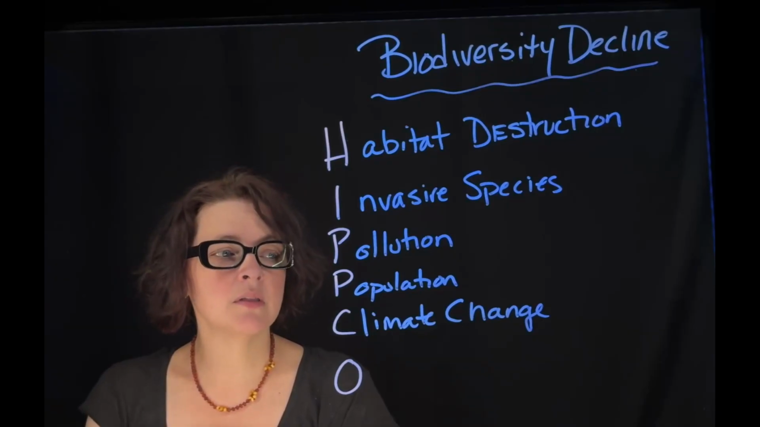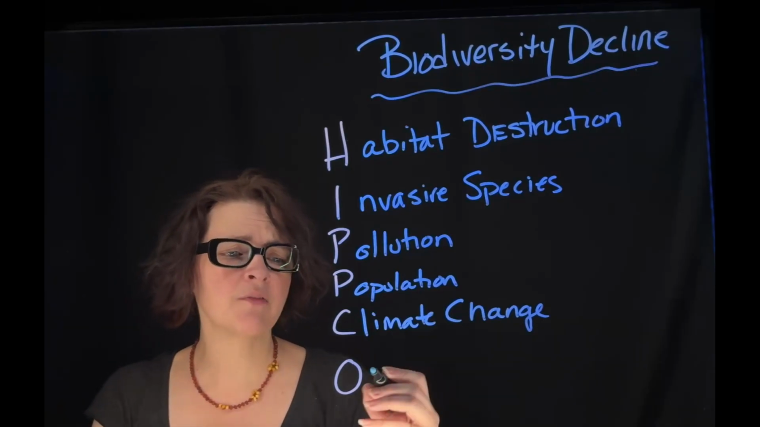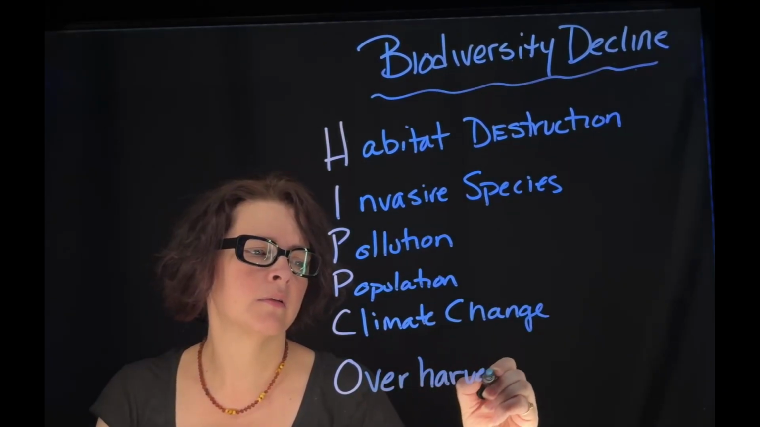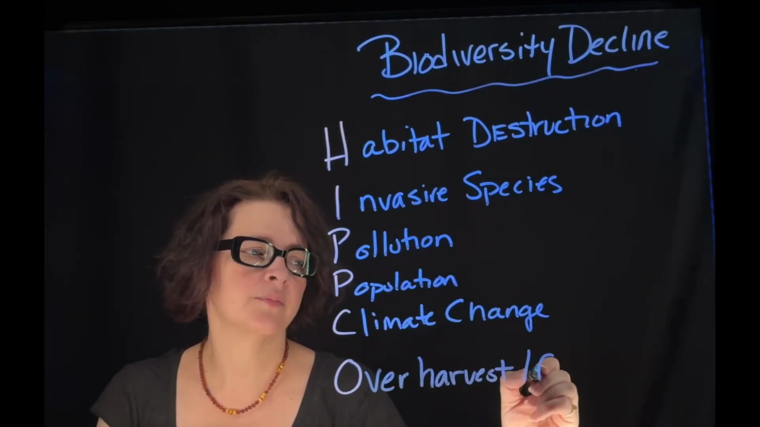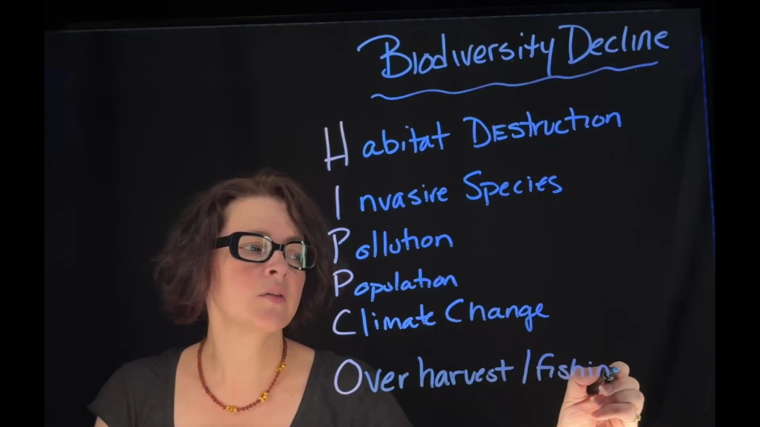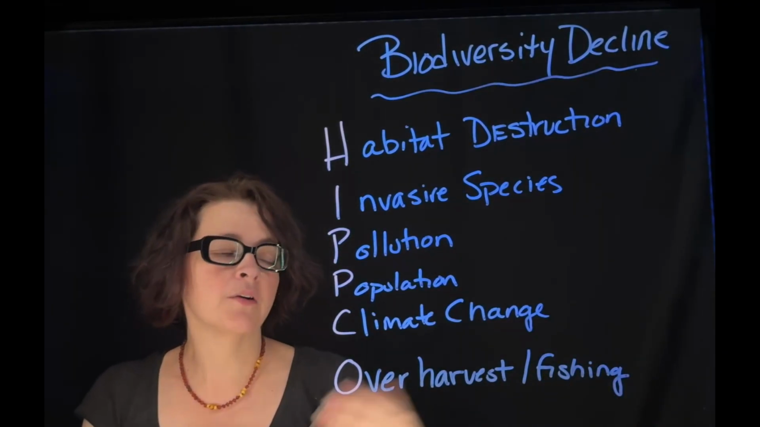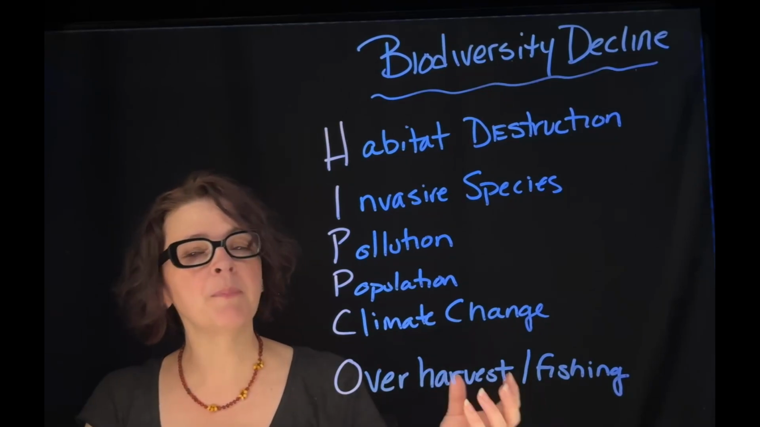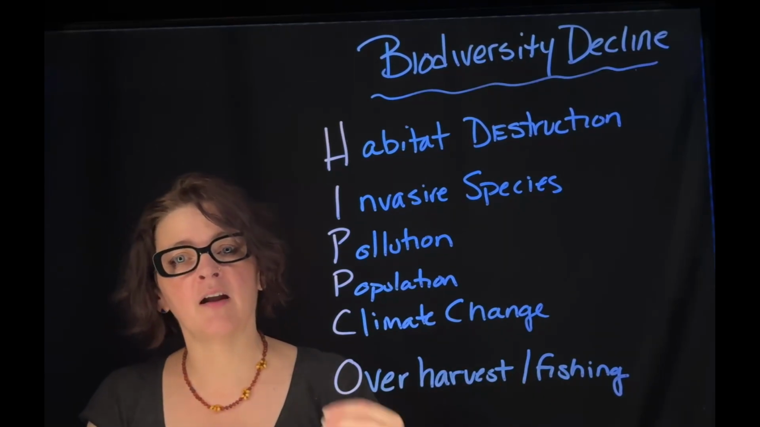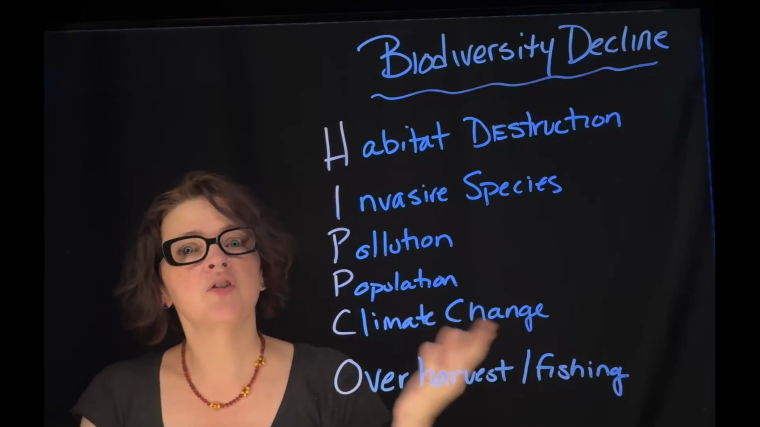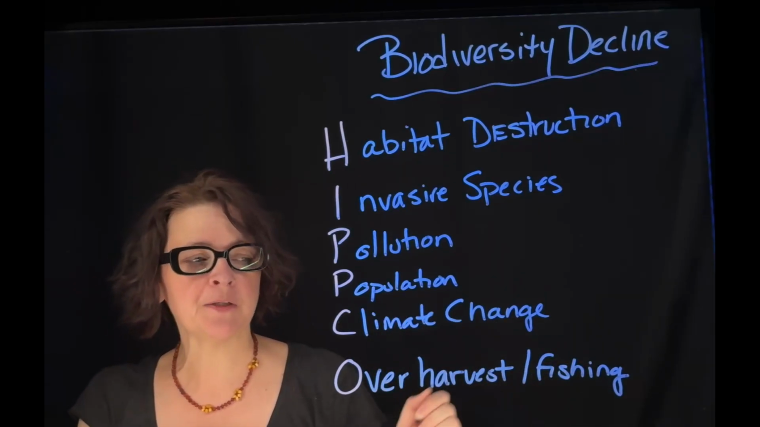And lastly, we have O, which is overharvesting or overfishing. So this is essentially taking too many. When we go hunting or fishing, taking too many, the population falls below the threshold that they are able to keep up and keep their population going, because we have taken too many of those organisms out of the population.